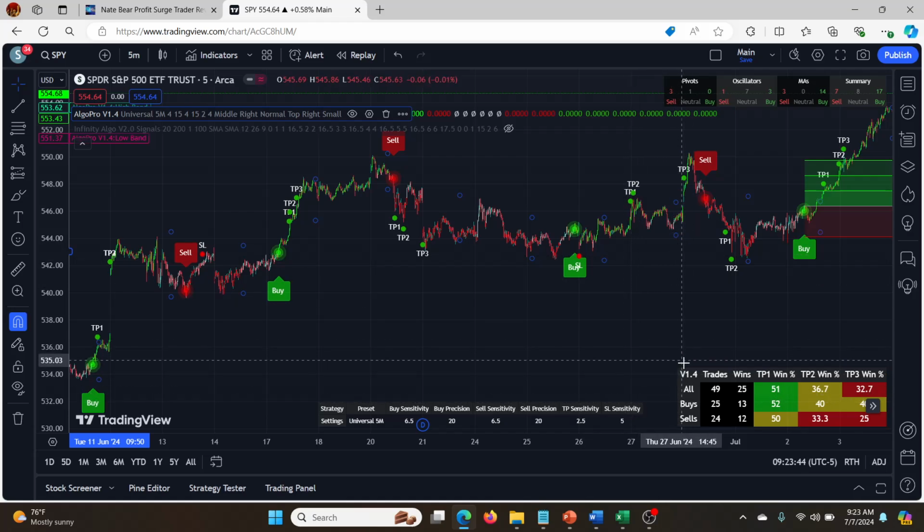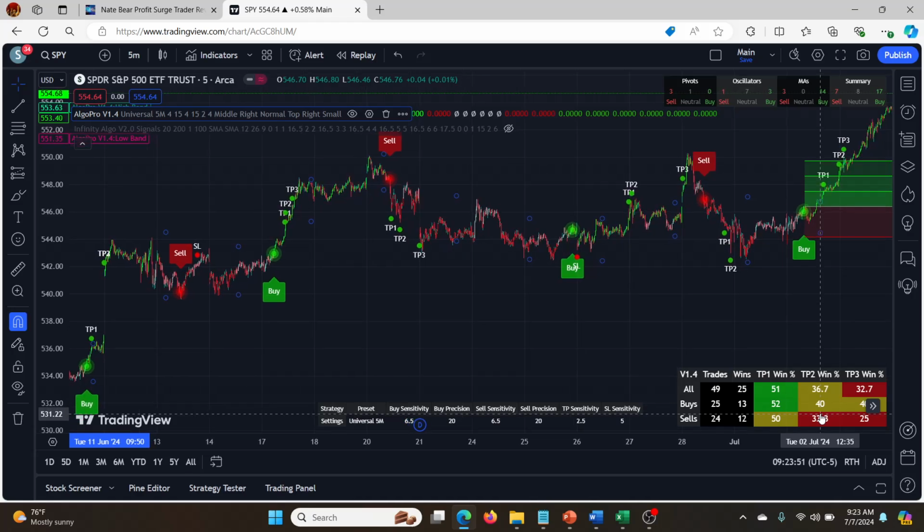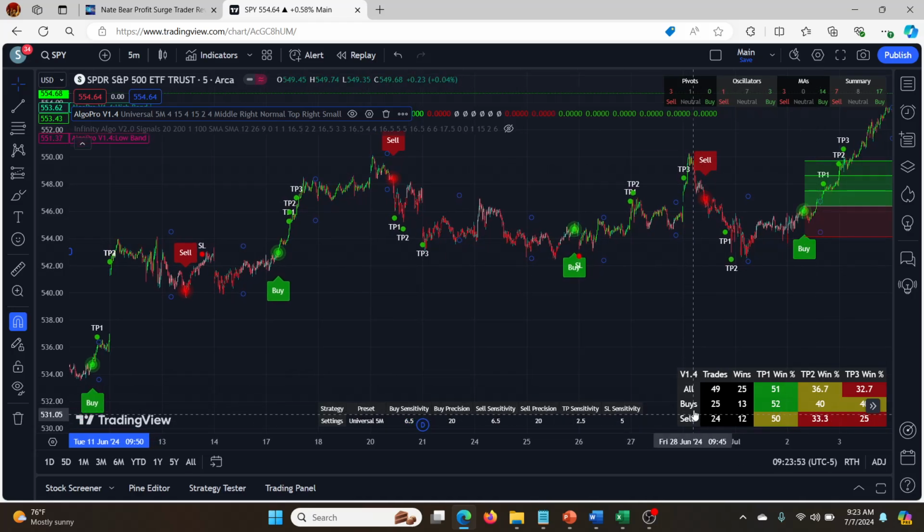Now, AlgoPro version 1.4 has a backtesting. It's down the bottom right here. The problem is, it's not exactly thorough backtesting. You can see that it gives you the number of trades, and it gives you the number of wins, and it gives you the target percentage.